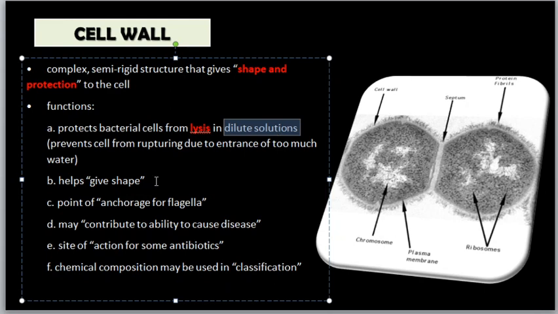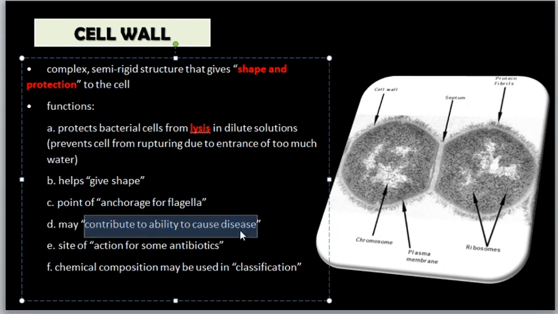Second one, it helps give shape. Bakit? Kasi nga, semi-rigid yung structure ng ating cell wall. So, it helps give shape to the bacterial cell. It is also the point of anchorage for the flagella. It may contribute to the ability to cause disease. Why? Bakit? Because it protects, the main function of your cell wall is to protect your bacteria. If meron siyang cell wall, mas mahirap patayin, okay, yung isang bacteria.